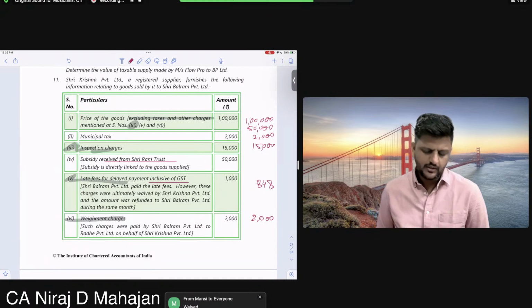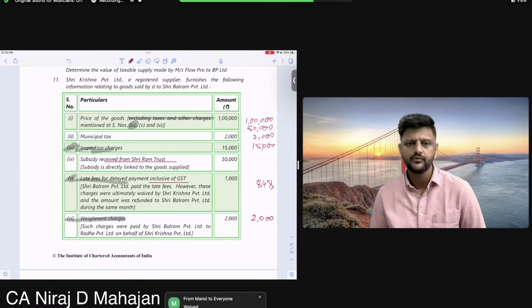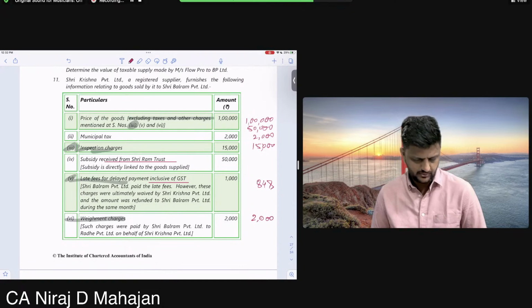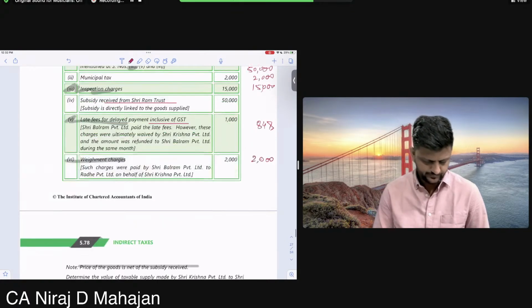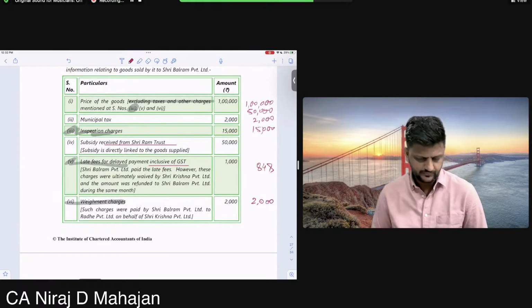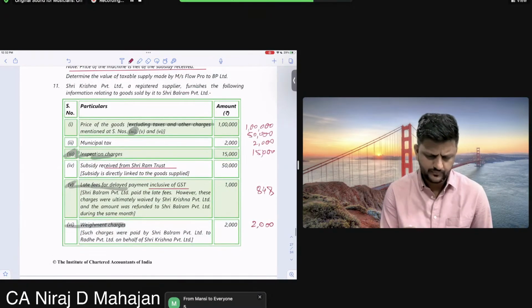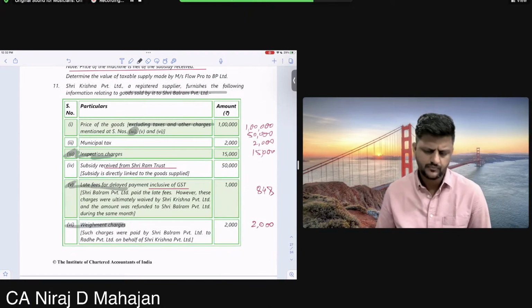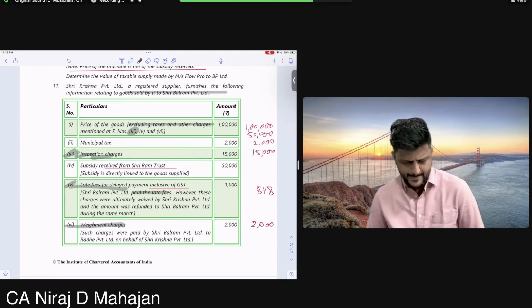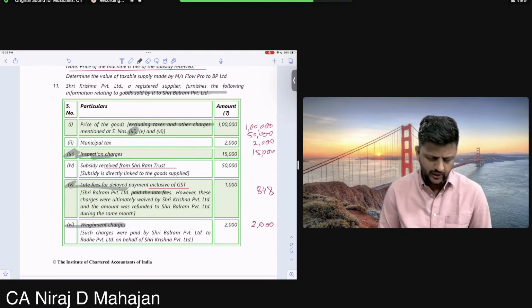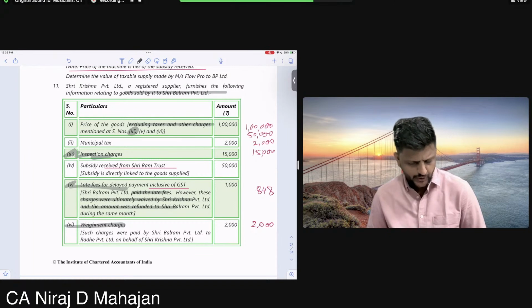Look at the story and all of that. Such charges were paid by Sri Ram to Radhe on behalf of Sri Balram Private Limited. So we add only, right? Look at the story. Paid the late fees. However, these charges were ultimately waived by the supplier and the amount was refunded during the same month.